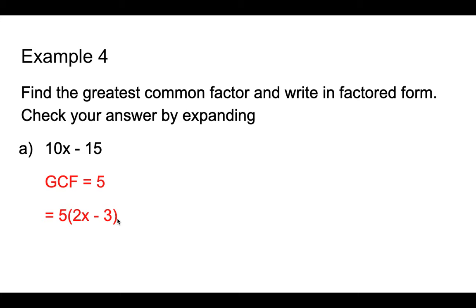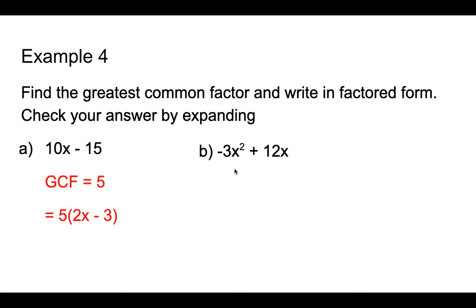You can check this answer by expanding. So remember the rainbow that we did last week? So if I do 5 times 2x, oh, I don't know why that's not showing up. 5 times 2x is 10x, and 5 times negative 3 gives me negative 15 back. I'm not sure why that didn't show up.